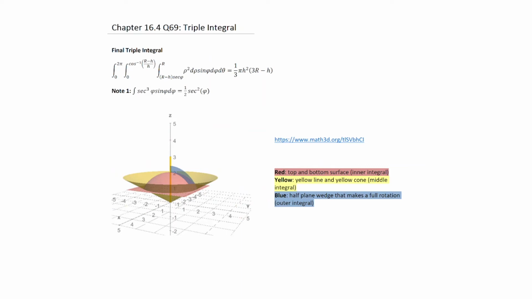And so that's all I've done here. So lower bound, upper bound on rho, lower bound, upper bound on phi, lower bound, upper bound on theta. And you can compute this integral and you'll end up with this answer. Now I've just made use of this integral. The first integral, when you integrate rho squared d rho, you'll end up with rho cubed over 3. And so out of that comes a sec cubed times a sine phi.